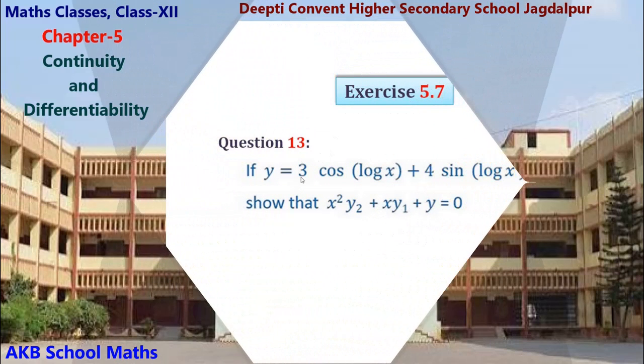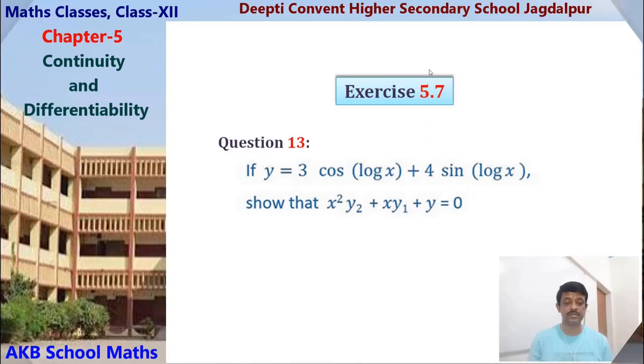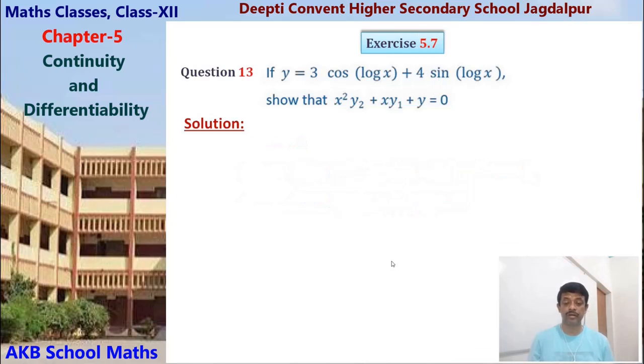Question 13 of exercise 5.7. If y equals 3 cos log x plus 4 sin log x, show that x square y2, meaning d2y by dx square, plus x dy by dx, meaning y1, plus y equals 0. So let us solve it. Here given y equals 3 cos log x plus 4 sin log x.